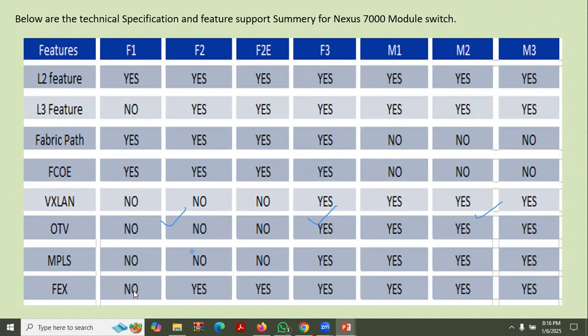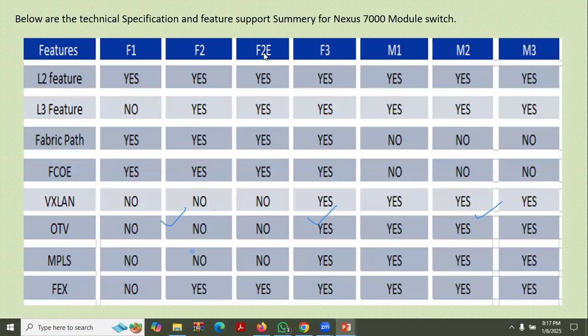And FEX also. FEX is like an extension for the switch, like the 2K. If you are talking about the 2K, it is not supported by the F1. F2 is L2 plus L3 basic. So it is supported for L2 features, L3 features, and F3 also FabricPath, but it is not supported for VXLAN, OTV, or MPLS. And there is no more difference.